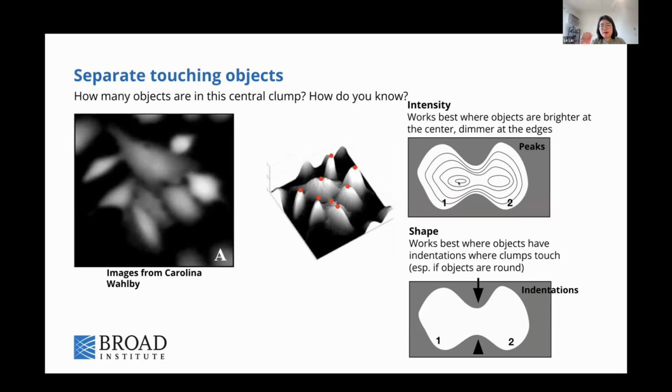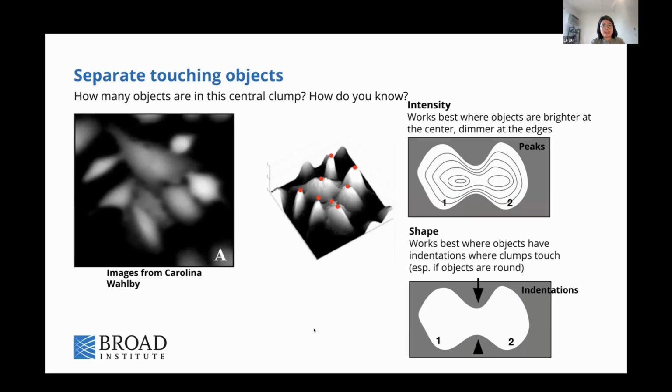Objects occur in the central part, and the boundary is dimmer. You can imagine a mountain: you pick up the peak of each mountain and separate by that. The other method is based on shape. If two cells are roundish and touch together, an indentation occurs.